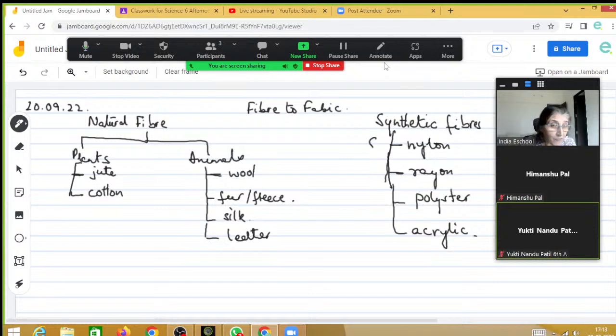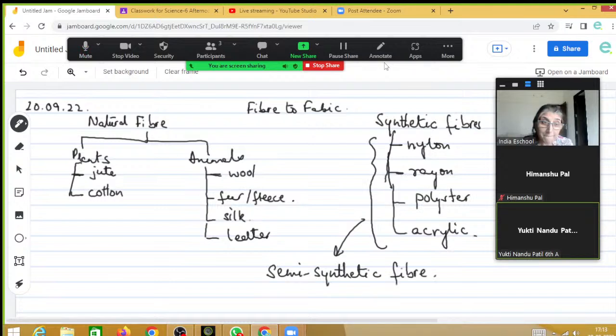From among these, one is a semi-synthetic fiber. What do you mean by semi-synthetic fiber? Ma'am, half of it is made from plants. We obtain some part from plants, then we put it in a machine, do a process, and after that we make the cloth. So which is that cloth? Nylon. No, rayon, I think.